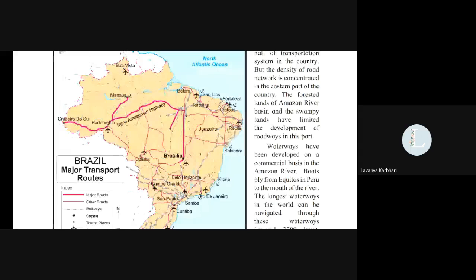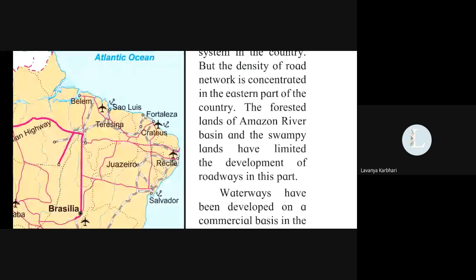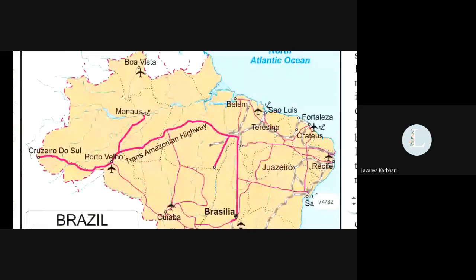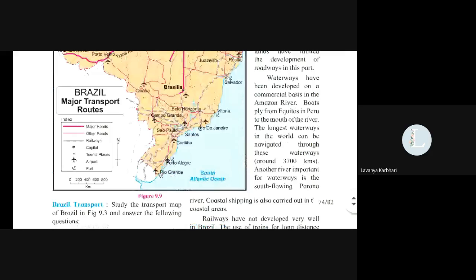We already know here is the Amazon River. Okay, forested area is there, forested land is there. That's why the road development is very less in the northwest part of Brazil. Waterways have been developed on the commercial basis in the Amazon River. Amazon River मध्ये मोठ्या प्रमाणात water आहे. That's why for the commercial reasons, water transportation system is developed.